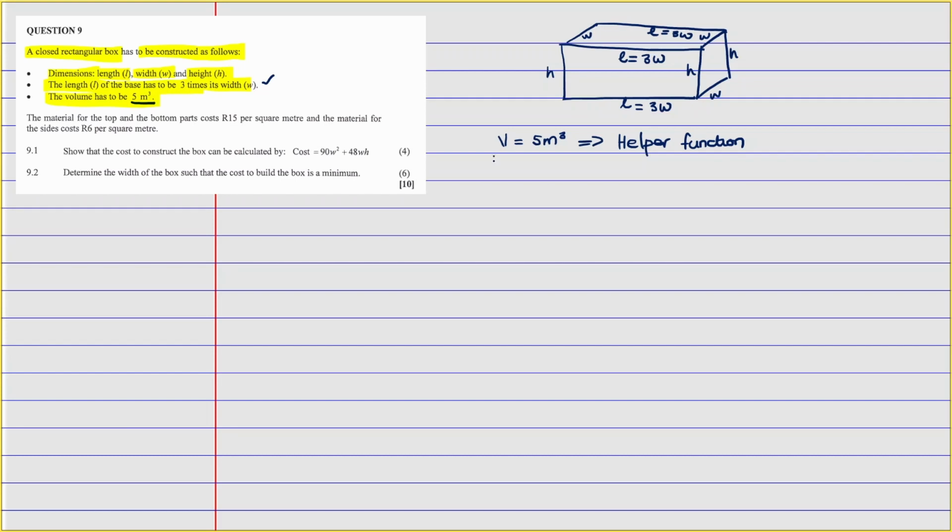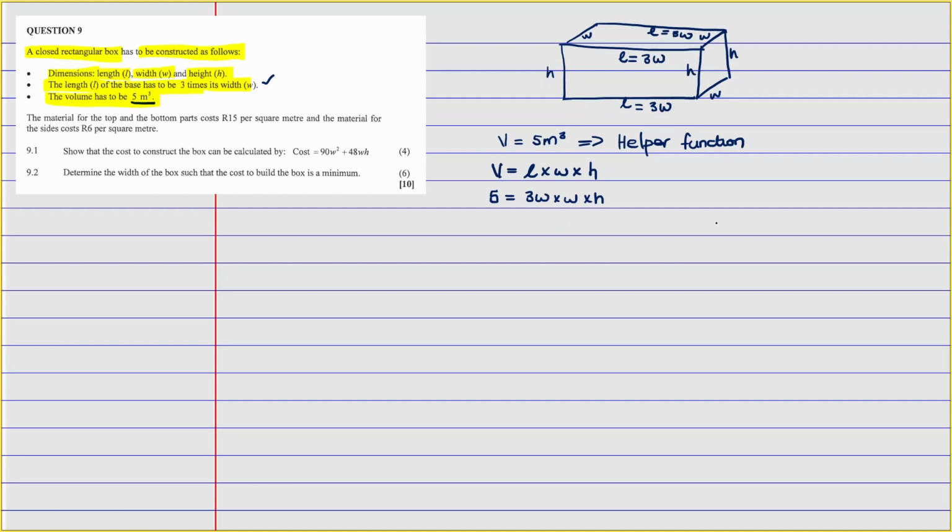We know that the formula for volume is equal to what? Volume is going to be equal to length times width times height. That is the volume for a box. Do you agree with me? That's how you find volume. Yes. But we already know that volume is equal to 5, so this is going to be equal to 5. And what else do we know? Our length is equal to 3W, so I can replace our length by 3W. So it's going to be 3 multiplied by W multiplied by H. Are you okay so far?